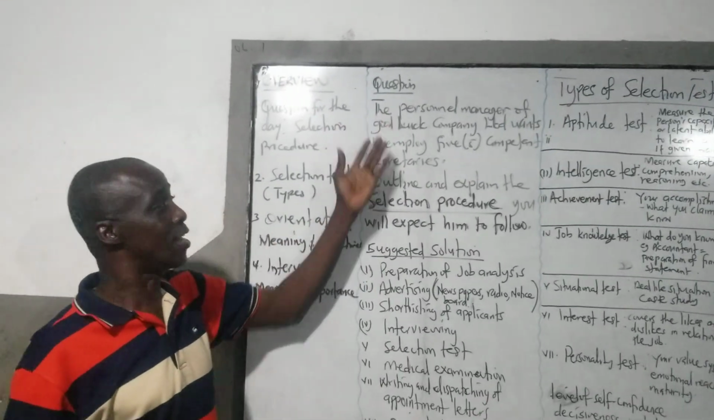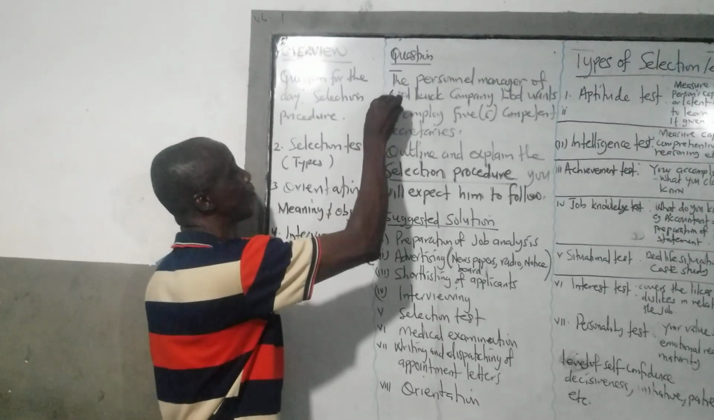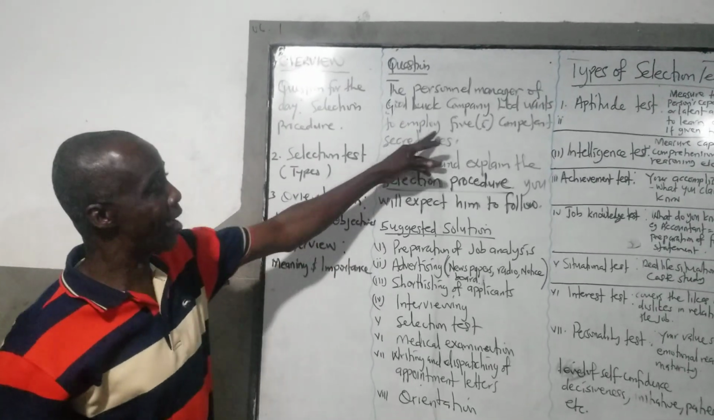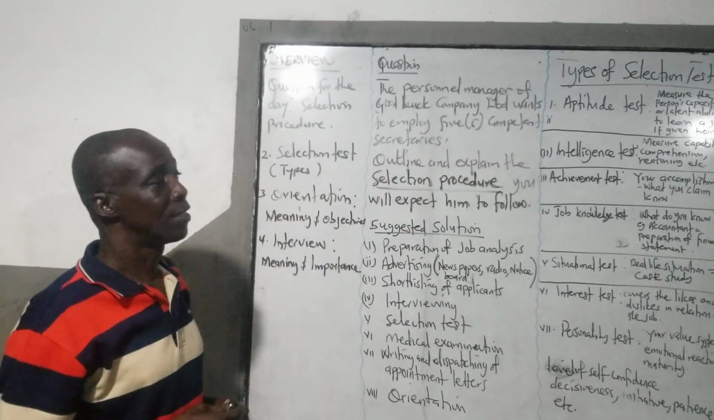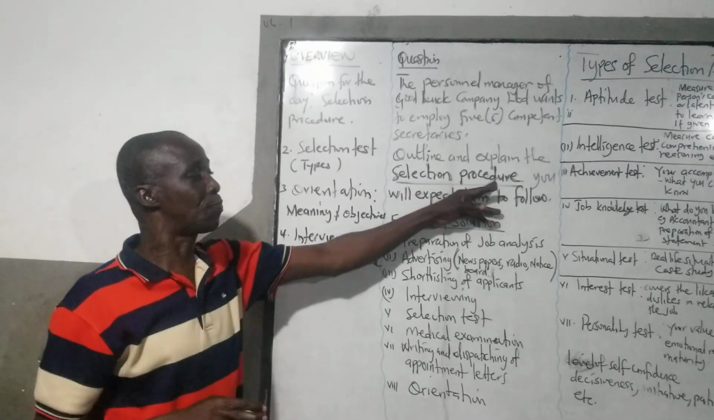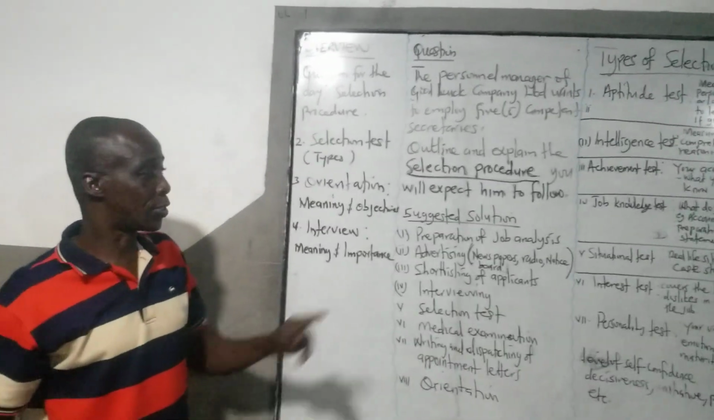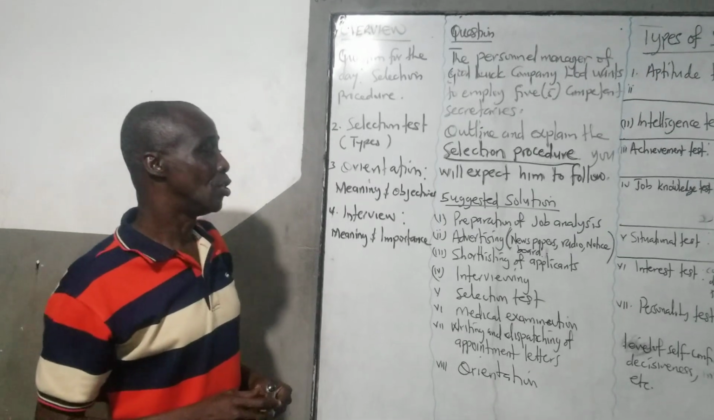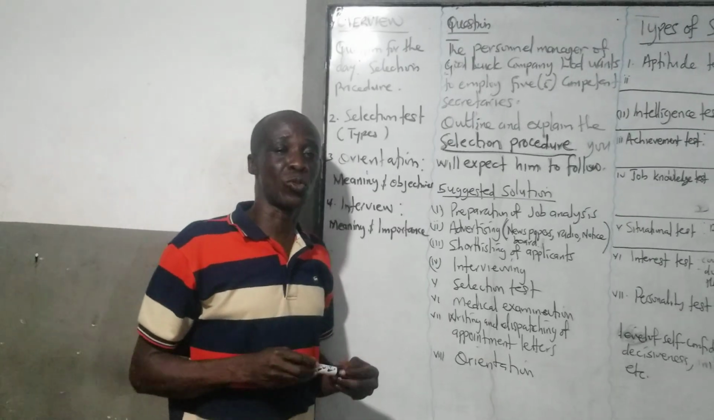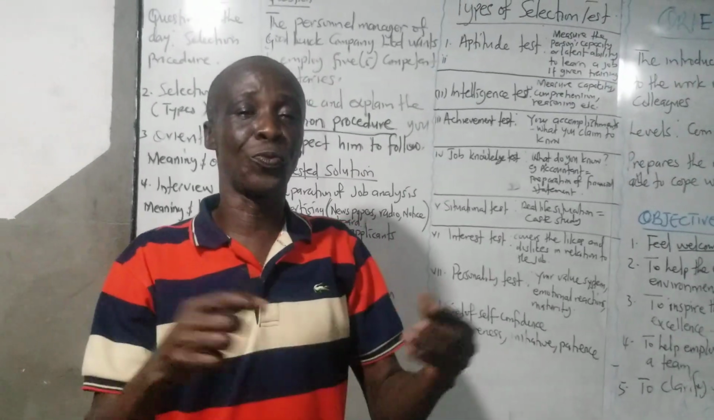The question is that the personnel manager of Good Luck Company Limited wants to employ 5 competent secretaries. Now the question is, outline and explain the selection procedure. So the most important thing here is the selection procedure, and that's why it has been outlined. You won't expect him to follow. So he wants to employ 5 competent secretaries. What will be the selection procedure?